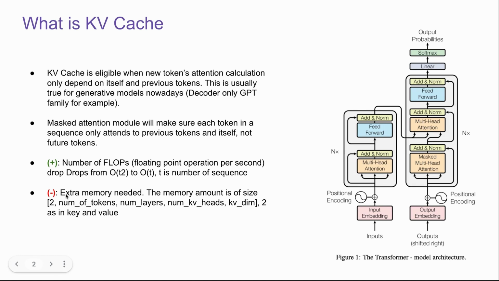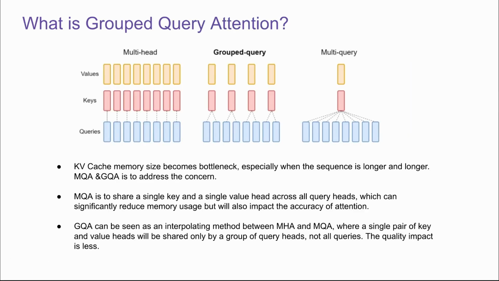So what is the cost? The cost is extra memory. That memory amount is of size 2 multiplied by number of tokens, multiplied by number of layers, multiplied by number of KV heads, and then KV dimensions, with the 2 being key and value. So it's using extra memory to speed up the calculation. That is what KV cache is for.